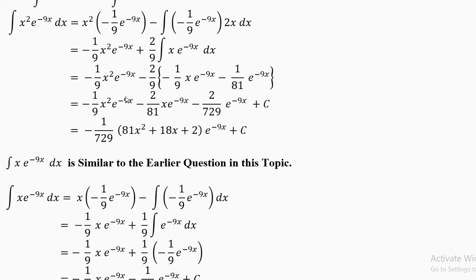Now this first term is without integration, so you just copy it here. Now this 2 by 9 into 1 by 9 is, this is plus, so you will get minus 2 by 81 and minus 2 by 729. When you multiply here, you have e power minus 9x. Take e power minus 9x common, you will get minus 1 over 729 bracket 81x square plus 18x plus 2.